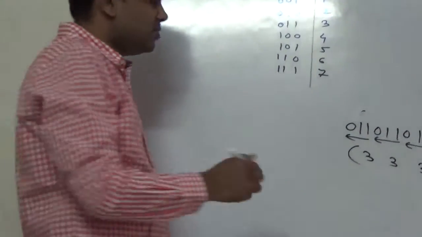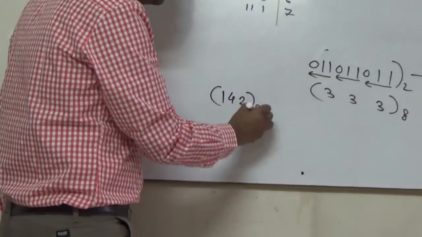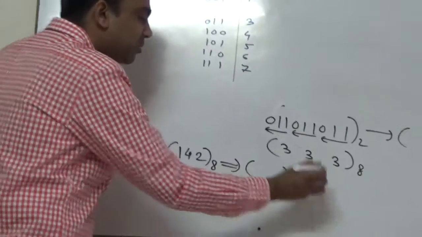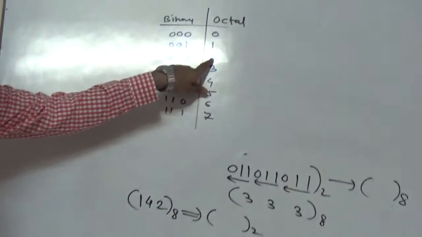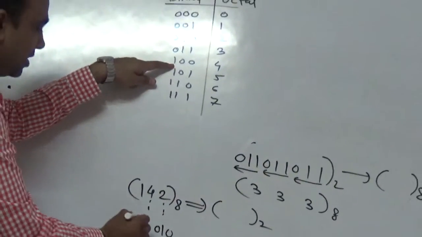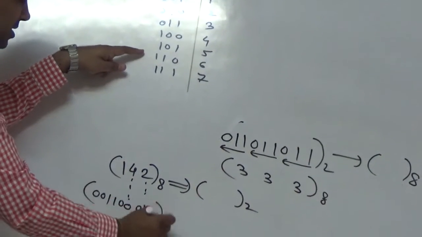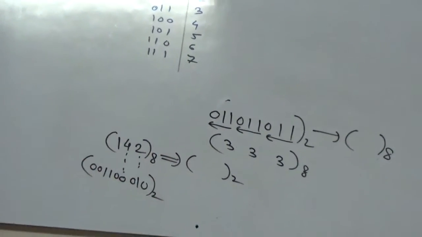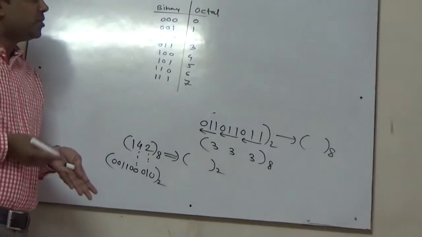Now suppose I have an octal number like this and I want the binary equivalent. What will I do? Again I will use the same table. What is the corresponding binary for this digit? 010. So I will write 010 here. What about 4? It is 100. And what about 1? It is 001. So this is the equivalent binary number. So in this way we can easily convert from octal to binary or binary to octal.